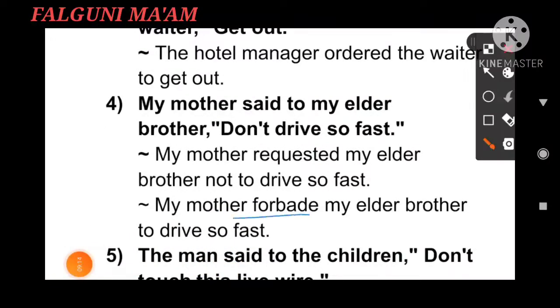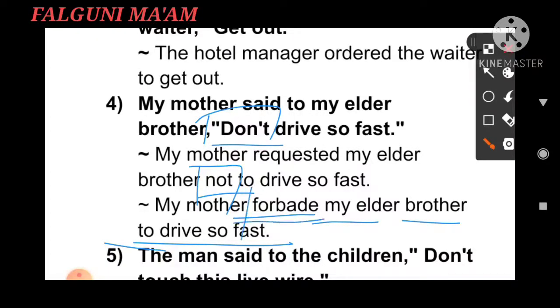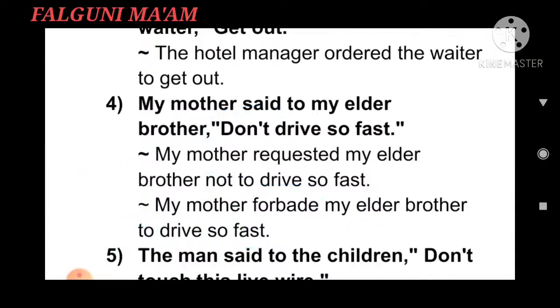This sentence you can write like this also. My mother forbade my elder brother to drive so fast. Now you have a question: where is not? Here there is not, why is it not here? Because forbade means prohibition, that is, refusing to allow something to be done, and refusing to allow something is to forbid. So the meaning of don't is already included in forbade, so you do not need to put not again here. That's why my mother forbade my elder brother to drive so fast. You can use any. This sentence pattern is also correct and this one is also. You may choose any one.